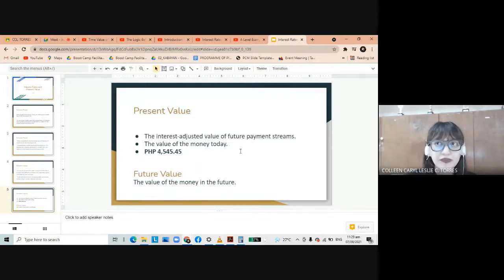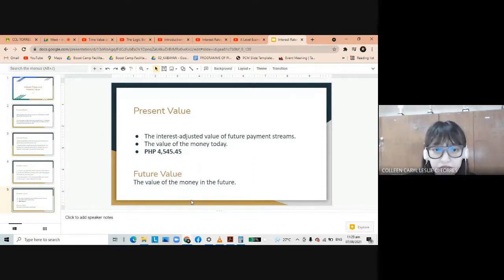So the present value is basically the interest adjusted value of future payment streams. So let's say, for instance, if we want to earn X amount of money in 2 years' time, then we would compute for the present value. The present value would usually be lower than the future value because interest rates earn money throughout time.